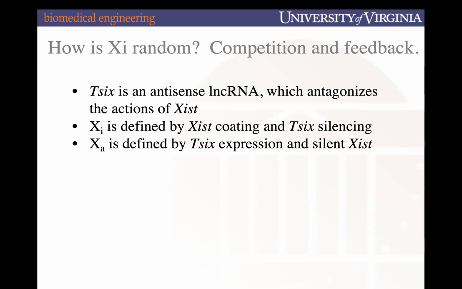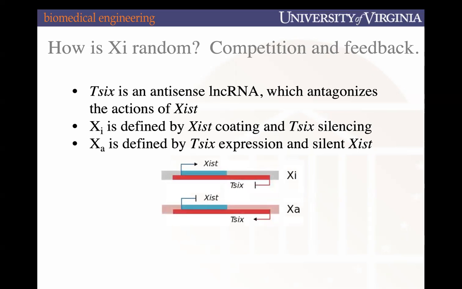The active chromosome is going to be expressing Tsix and silencing Xist. What that looks like is that each chromosome is going to be encoding for one and suppressing the other. And again, the chromosome that's being inactivated is going to be defined by, it's random, but it's going to be expressing Xist.